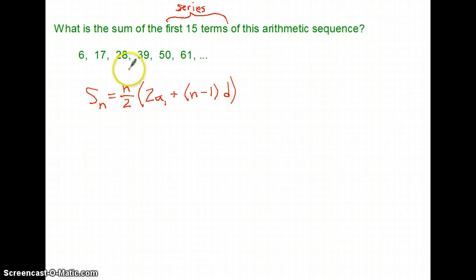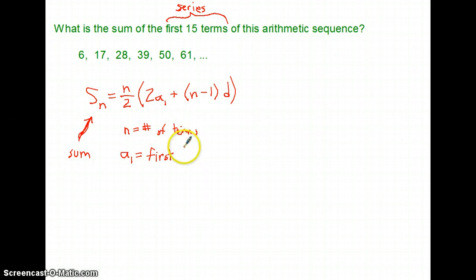All right, so for this, I need to know a number of things. This is the sum. This S sub n thing, the answer here, is the sum. N is the number of terms we're going to be adding up, which here is going to be 15. What else is in there? A sub 1, which we've talked about a lot. That's the first term, and that doesn't mean the first term you're going to add up. It's the first term of the sequence.